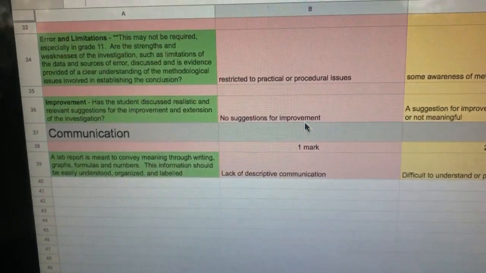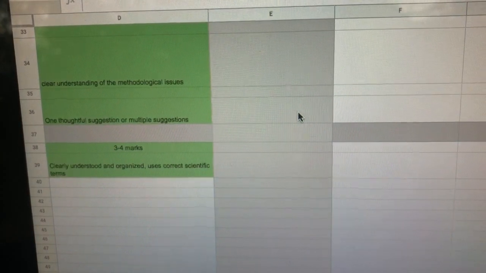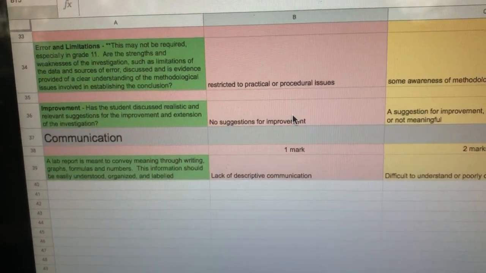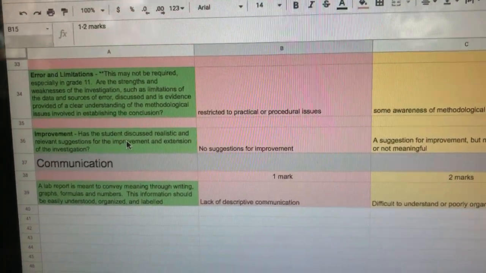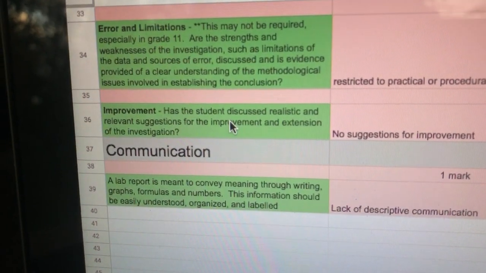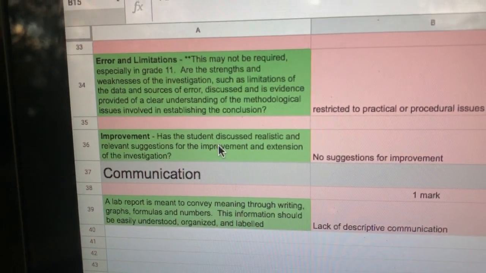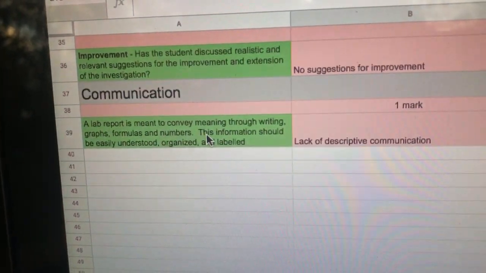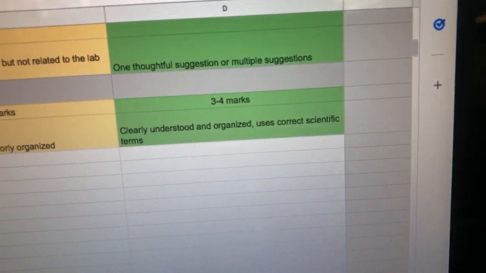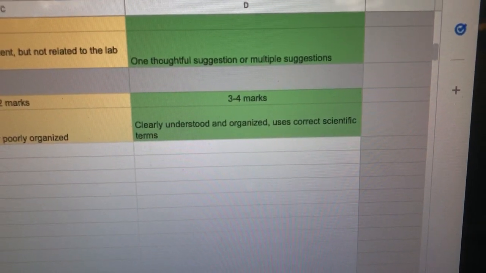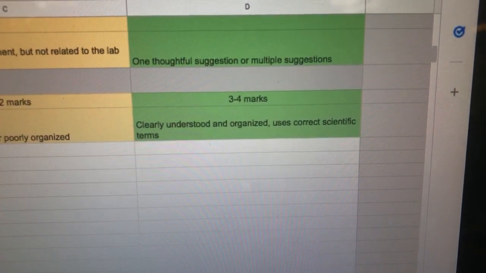You can talk about how to improve. If you give one good, thoughtful suggestion of how you might improve this the next time you do it, or how you could go on further and study the topic more, that's totally fine. And then I give a mark out of communication, to reward you for an organized lab report that's clearly understood and uses some scientific terms. Hopefully that's helpful.